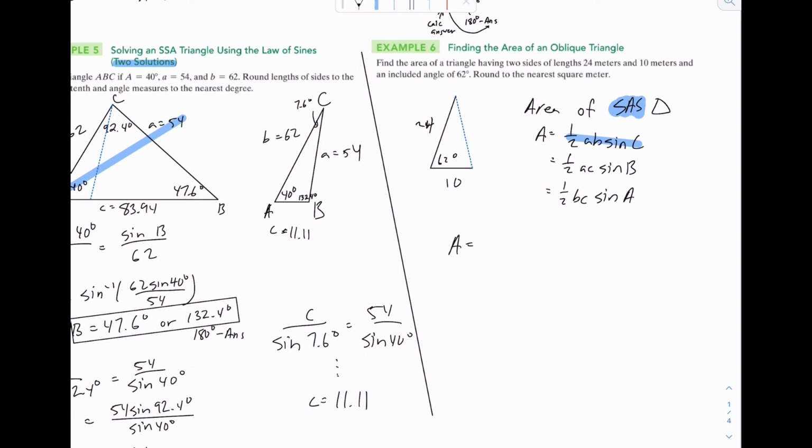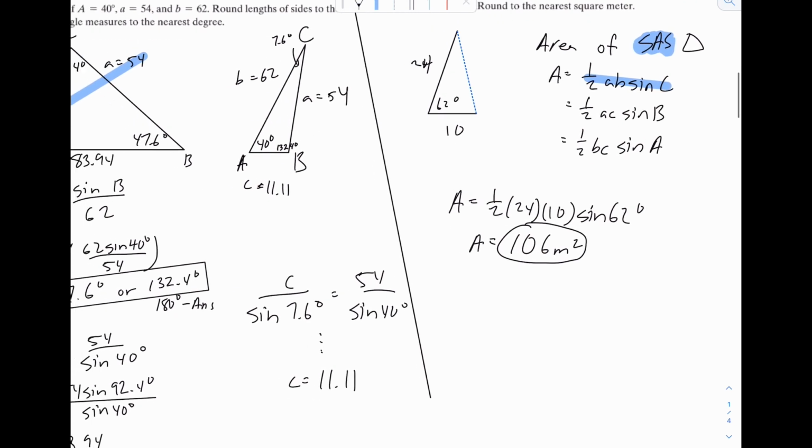So watch this. 1/2, the two legs, which is 24 and 10, and then sine of the included angle, which is 62. So you plug that in, and this one we will actually round. You'll get 106 in your calculator, and we'll make that meters squared since it's area. Now you might be wondering, like, where does that even come from? So I'll show you really quickly.